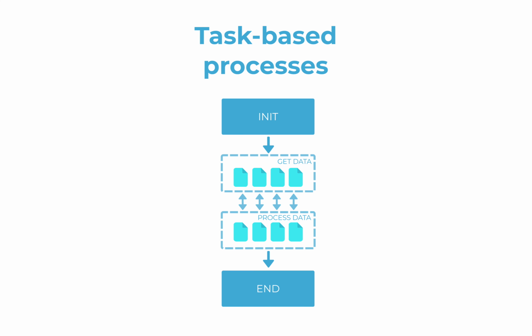Task-based processes. Similar to iterative processes, but here each item is processed independently as a separate task. Tasks are discrete and autonomous. According to the framework, a task must contain a minimum unit of processing information, and once processed, this piece of data is considered unnecessary for the rest of the process.